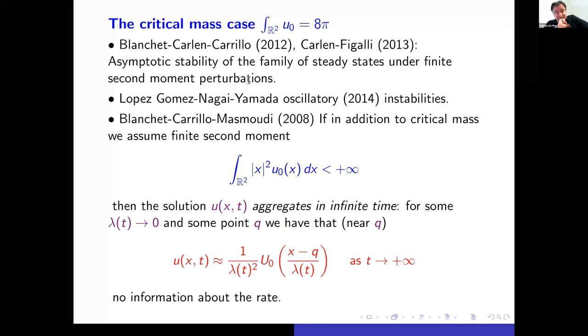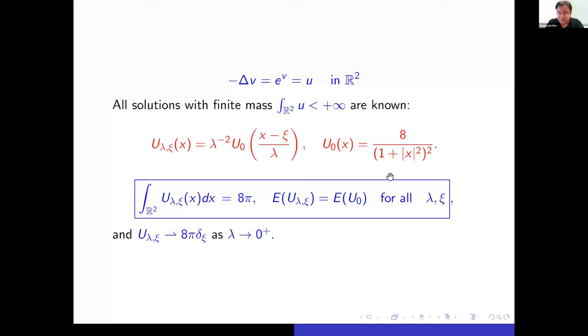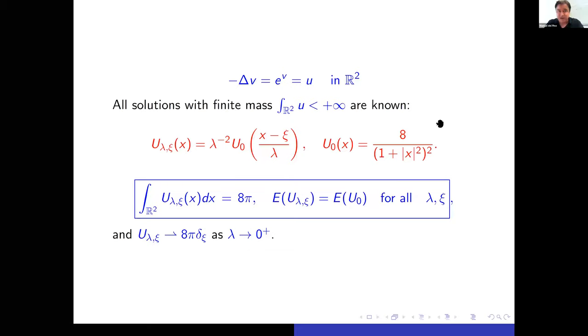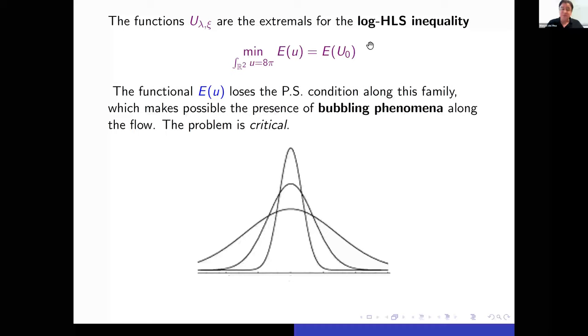The steady states, maybe you can see the formula, are all functions that are scalings of this guy, right? This guy decays like 1/(x^4). So if you try to compute the second moment, you see x squared divided by this gives you 1/(x^2), so 1/(r^2). If you integrate r dr, because you're integrating in R^2, the integral is infinite. Okay? So finite second moment is not present in the steady states. The steady states have infinite second moment.